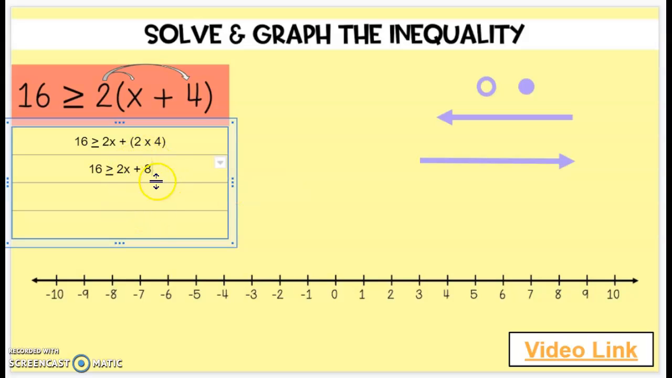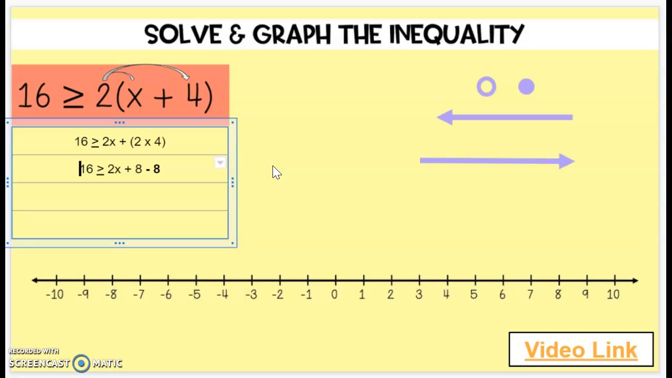I'm going to look at this positive 8, and I need to do the opposite in order to get rid of it. So the inverse operation of adding 8 is minus 8, and I'm going to bold that. Normally you would write it underneath, but because I'm using the computer and not doing it by hand, it makes it a little bit more difficult on here. So I'm just going to show you how this is working.